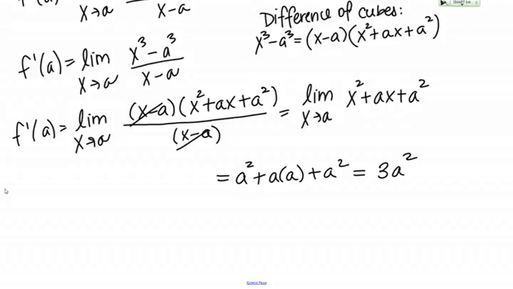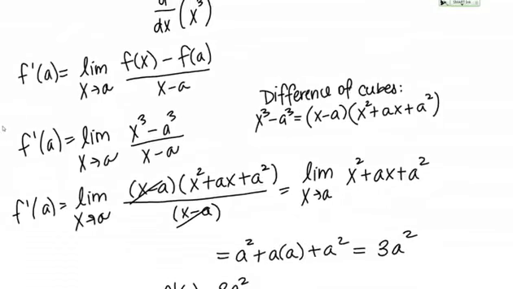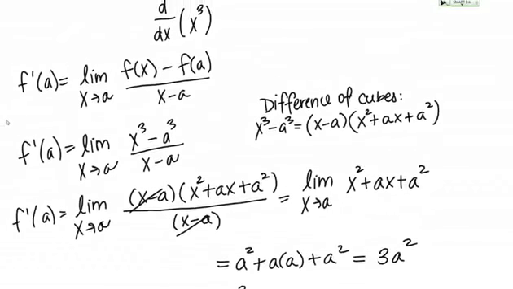Okay, so what have we discovered? We've discovered that f prime of a equals 3a squared. Now, you'll see why I used this form of the derivative, this f prime of a form, the limit as x goes to a. That was so I could use my difference of cubes formula.